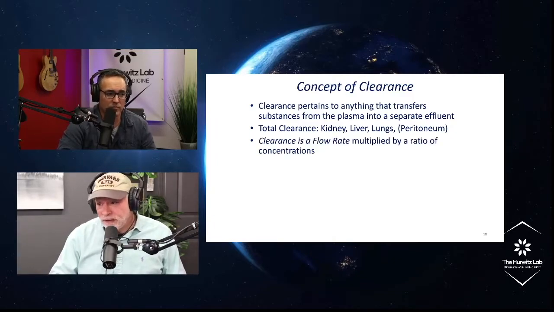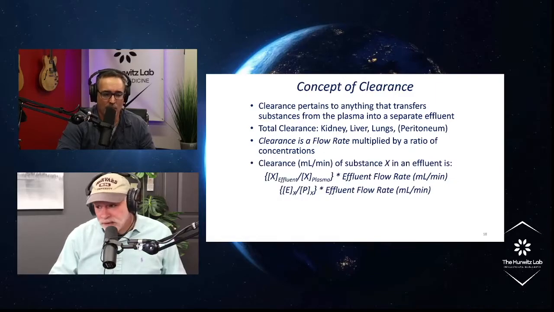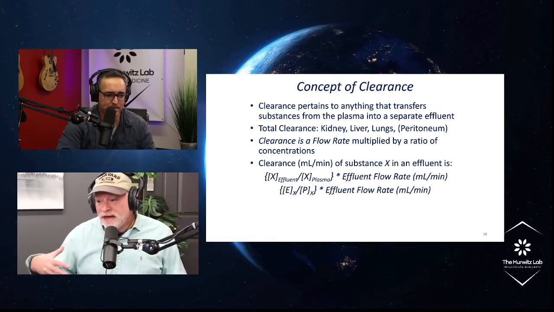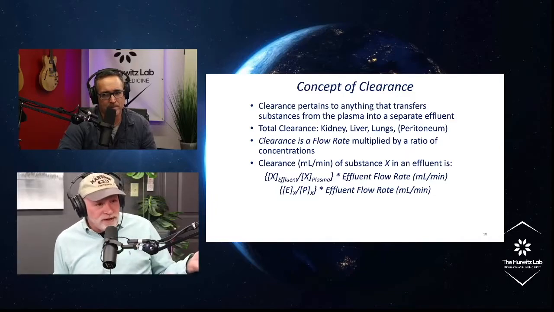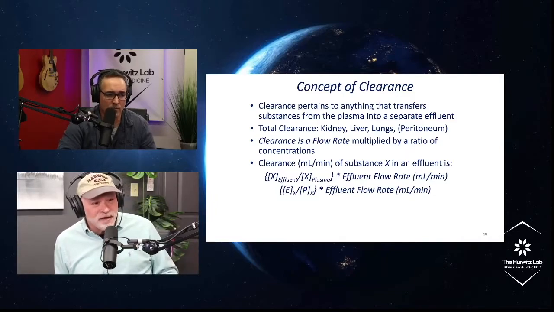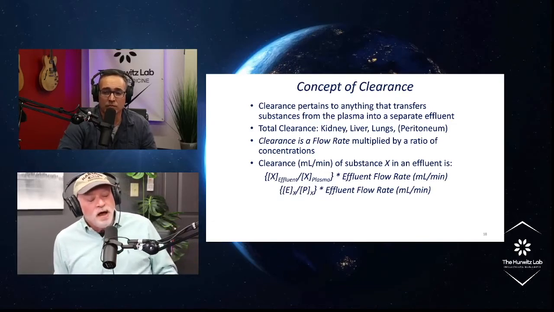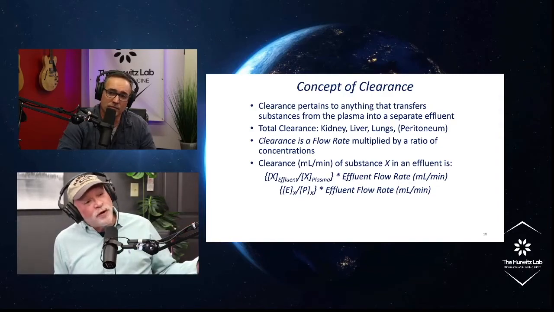So clearance is the flow rate multiplied by the ratio of concentrations, and that's the equation right there. And so you could have any effluent. You do this every time you do home clinic. You ask a patient to bring in their effluent, and we guesstimate their Kt/V, whatever you want to call it, their clearance of their peritoneum.